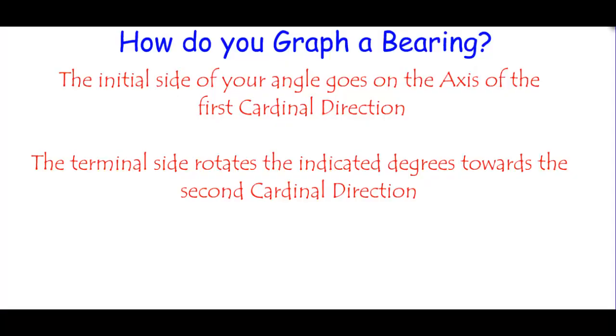Our initial side of your angle goes on the x-axis, or on the axis of the first cardinal direction. So if it says north, you're going to have your initial side on the north. If it says south, it's going to be on the south end, or east or west. The terminal side rotates the indicated degrees towards the second cardinal direction. So the first cardinal direction is where you start, the second cardinal direction is where you end.